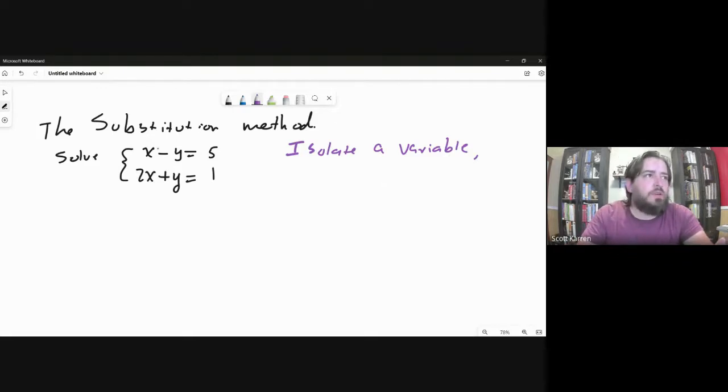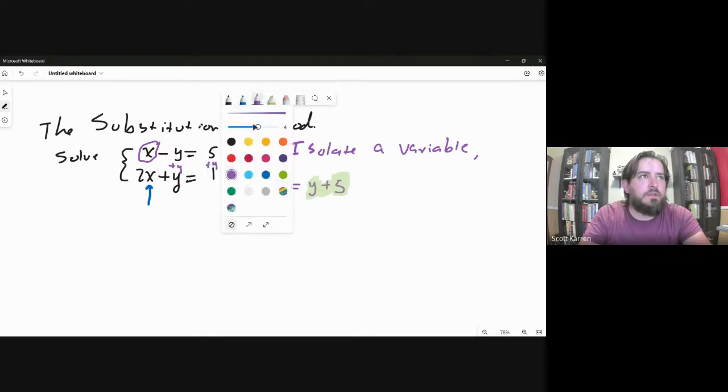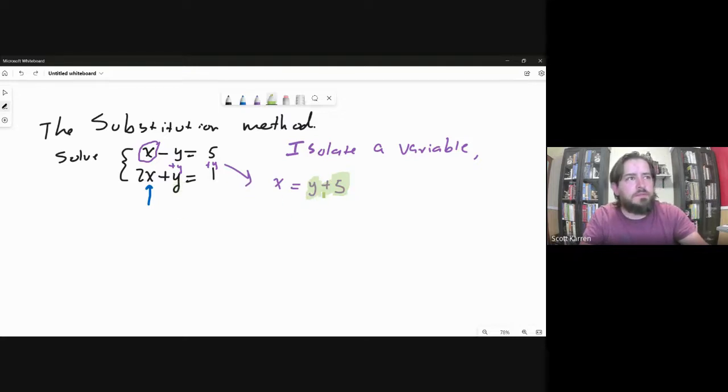So I want to pick out one of these variables, and in this guy, I'm going to pick out this x because it's going to be the easiest to isolate. All I have to do is add y to both sides of this equation, and I've got x. So if I do that, this leaves me with x equals y plus 5, or 5 plus y, either way. But since now I know that x is equivalent to being 5 more than y, wherever I see an x, like in this other equation, I can replace it with that expression of y plus 5.